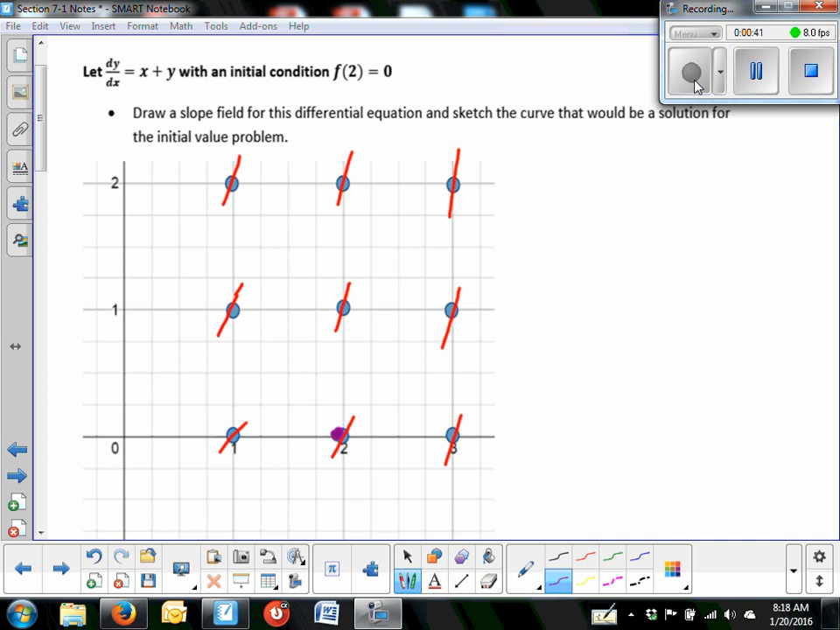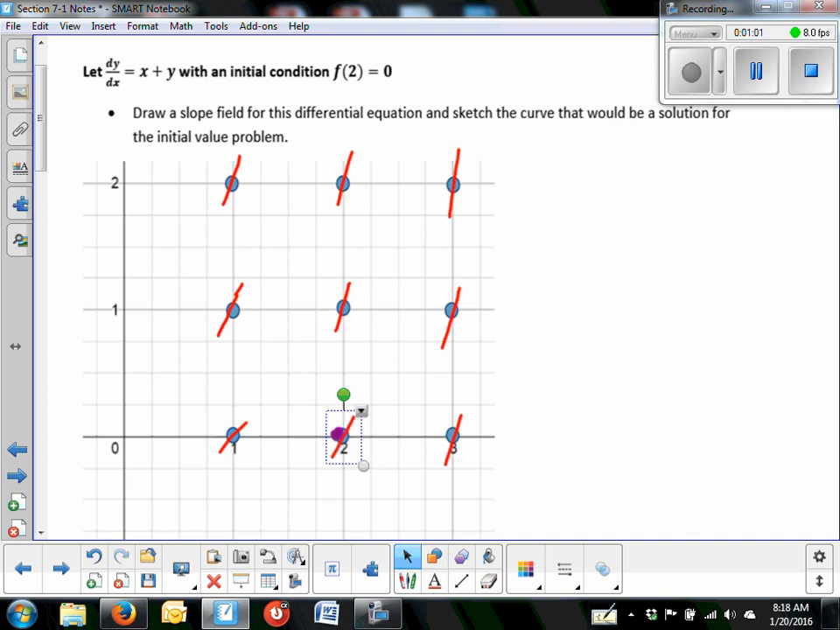We're going to keep working with our differential equation, x plus y. I'm going to say that there's an initial condition of f of 2 is 0. So here I have a slope field a little bit different from the one we filled out yesterday, with right here my initial condition f of 2 is 0.